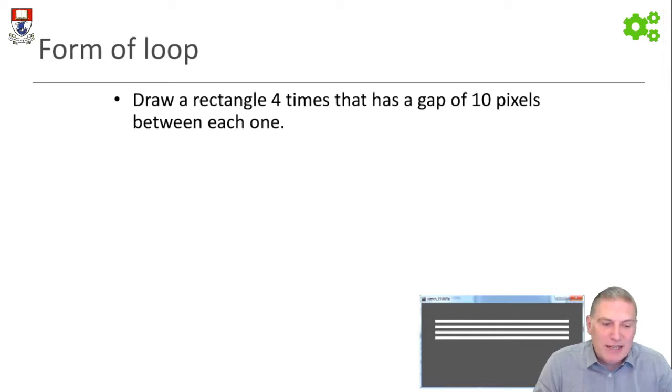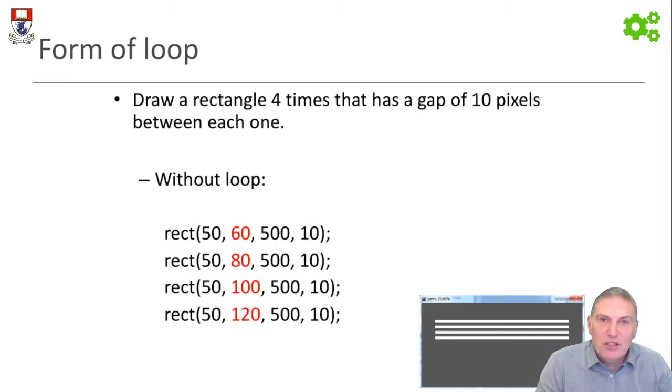We could draw a rectangle 4 times that has a gap of 10 pixels between each one. So if we weren't using loops, we'd have to write 4 lines of code like this. Okay, so here we see rectangle. We pass in the x and y coordinates of the top left of the rectangle, and then we pass in the width and then the height. So x and y is 50 and 60, the width and height 510. Because we want to draw the same rectangle every time, we're seeing that the last 2 parameters are the same for each one of these statements.